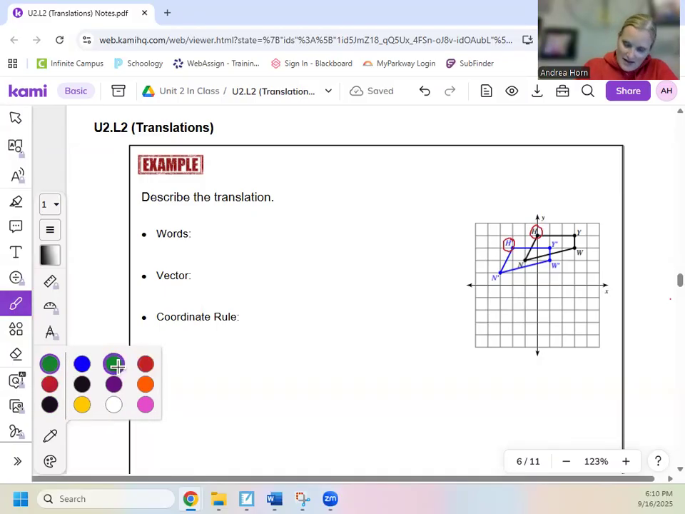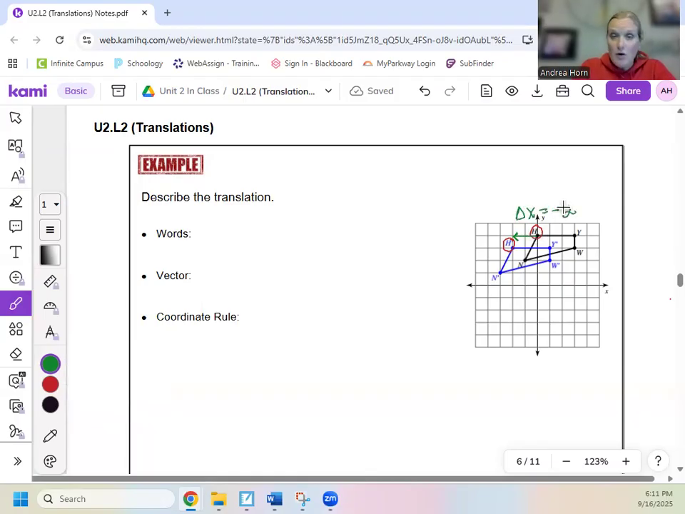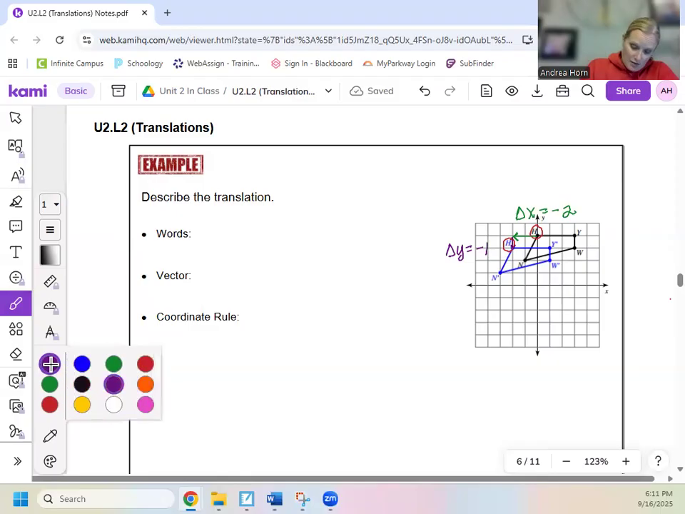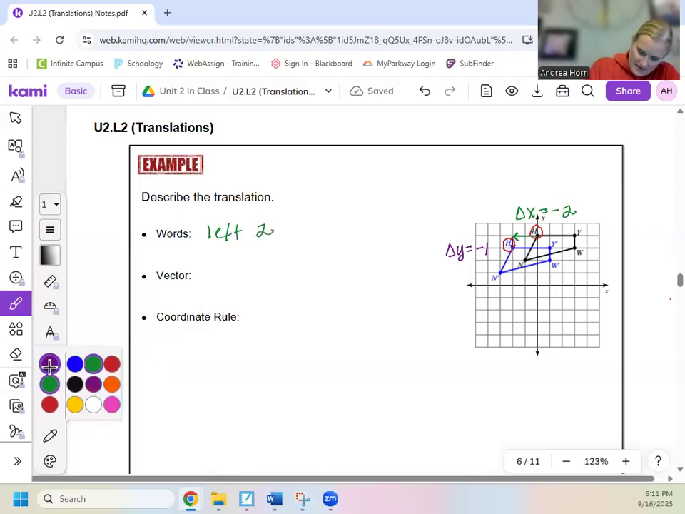So if I notice, then that means that my change in X and direction matters. It's important to know where H is versus H prime is. And always know that you're going from H to H prime. You're always going from the pre-image to the image. So when I go from H to H prime, my change in X is -2. I go back 2. And my change in Y is to go down 1. Okay, so in words, I'm going to go left 2, and I'm going to go down 1.